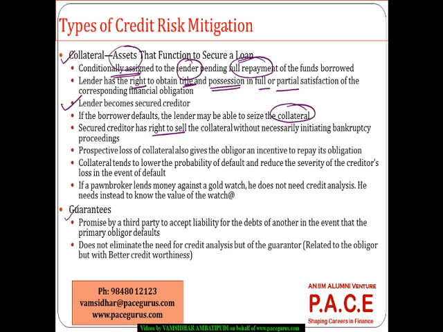But if it is an unsecured loan, still they can get the proceeds from the borrower, but for that they have to initiate the bankruptcy proceedings. Whereas if there is a collateral that exists, I can bypass the bankruptcy proceeding process and directly sell the assets, whatever asset has been assigned as a collateral, and use those proceeds to the extent of the loan that has been given to the borrower.